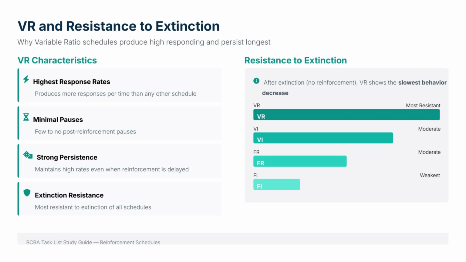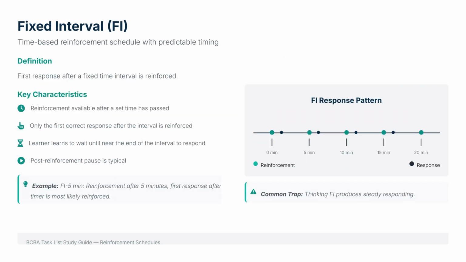Now let's shift to time-based schedules, beginning with fixed interval. A fixed interval schedule reinforces the first response after a fixed amount of time has passed. For example, in FI 5 minutes, reinforcement becomes available after 5 minutes, and the first response after that interval is reinforced.